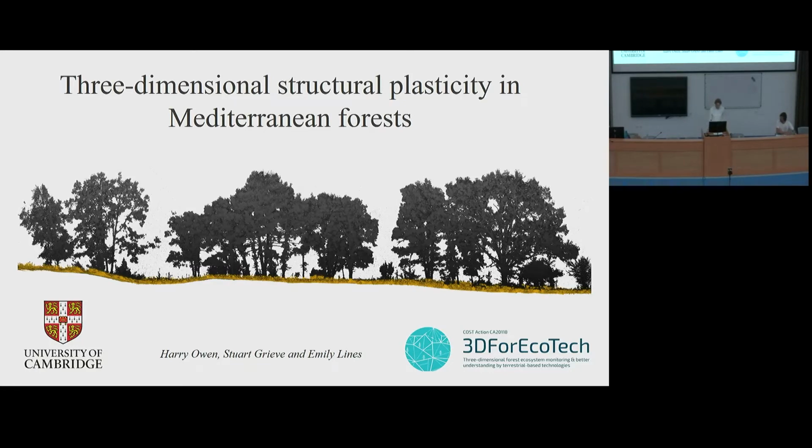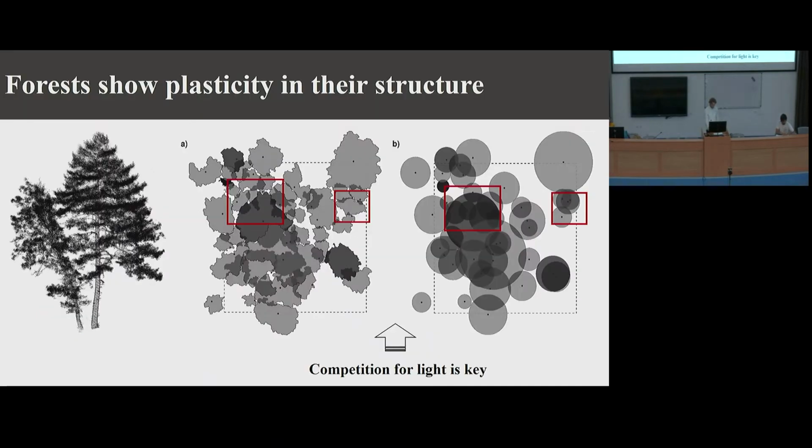Thank you. What I'm going to talk about today are some results from my PhD that I finished just less than a year ago. This is particularly one chapter, and I'll be looking at the structural plasticity at plot scale and individual scale in Mediterranean forests. This is in Spain.